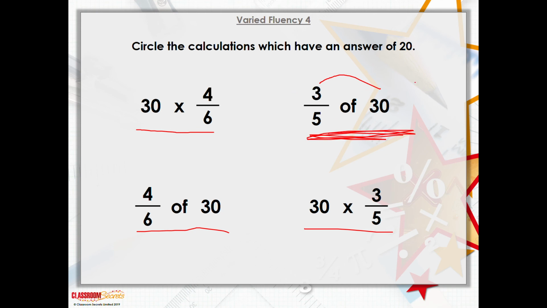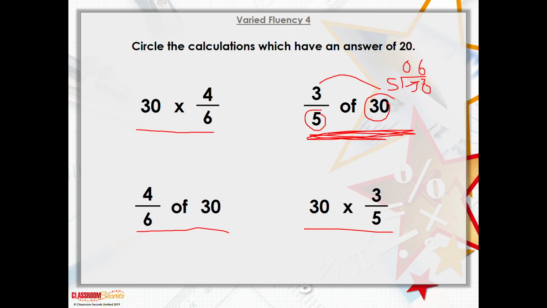So 3/5 of 30. So remember, I'm taking my amount, which is 30, and I'm dividing it by my denominator, which is 5, represents fifths. So I have my 30, and I'm going to divide it by 5. 5s into 3 goes 0. I need to exchange my 3 10s for 30 1s, and 5s into 30 goes 6.